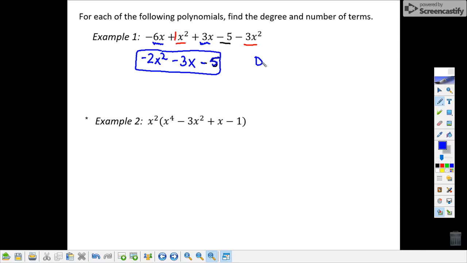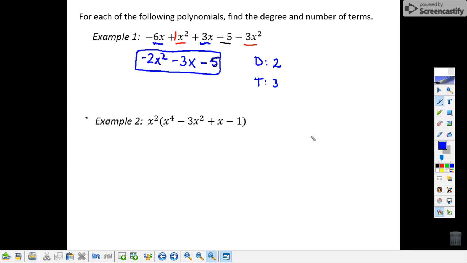The degree is just the highest exponent once everything's written in standard form. So our highest exponent is 2. Number of terms would just be how many terms we have. So we have 1, 2, 3 terms: the x squared term, the x term, and the constant. Okay, so degree is 2, number of terms is 3.